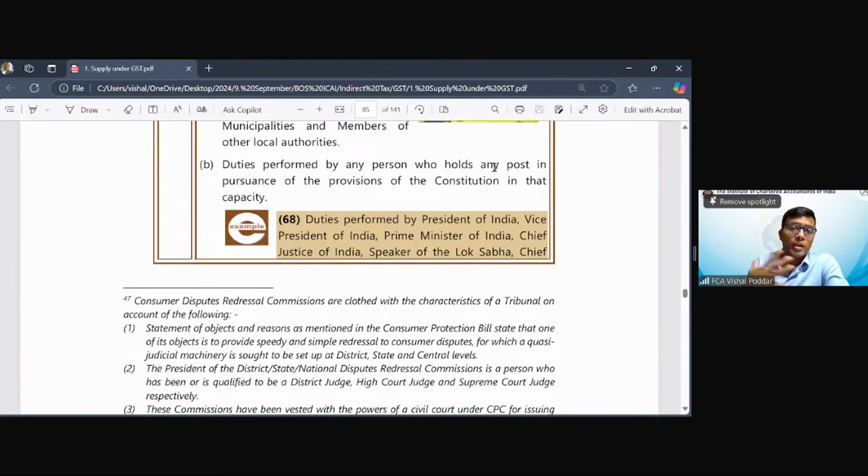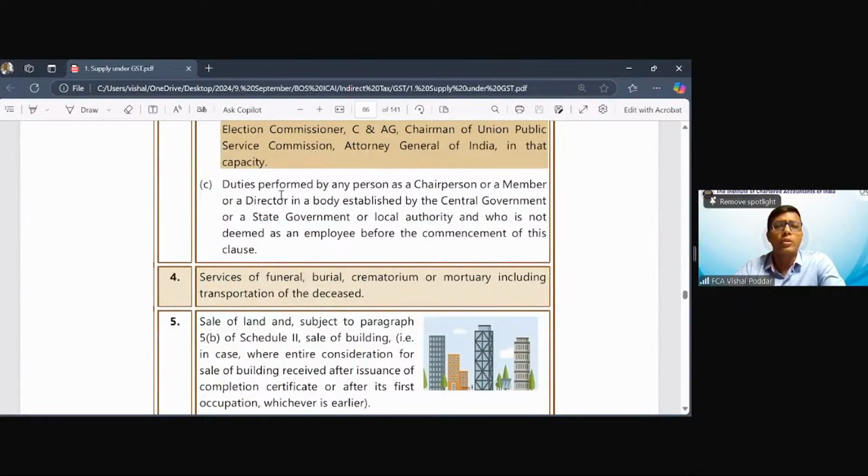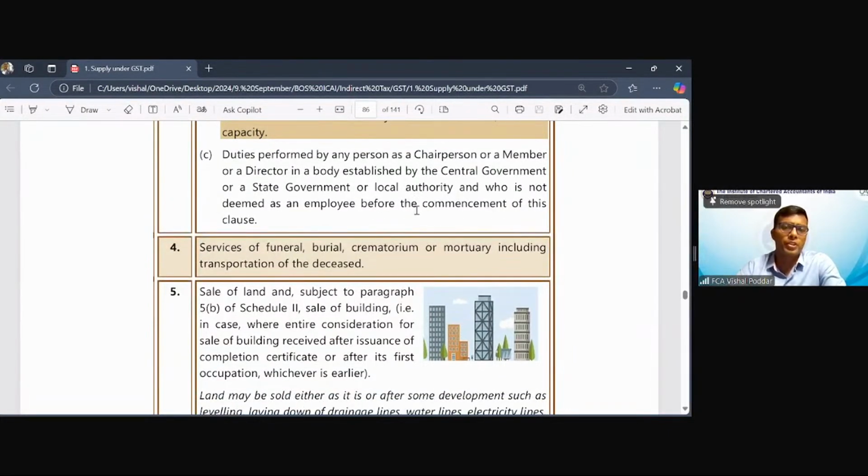But when, let us say tomorrow, I am appointed as the Auditor General, C&AG, that is Comptroller and Auditor General, and then I do the same audit. Again, I charge the same audit fees. Now I am not doing it in my professional capacity. I am doing it in that constitutional capacity. So when I am holding any position which is created by the Constitution, whatever services I will give will be outside GST. Similarly, duties performed again by another person who is having a position. What is a position? Chairperson or a member or a director, in a body established by a central government, state government, etc. Again, their services are outside GST.